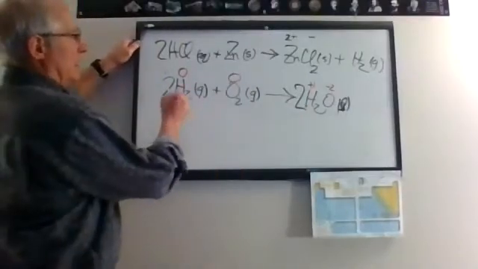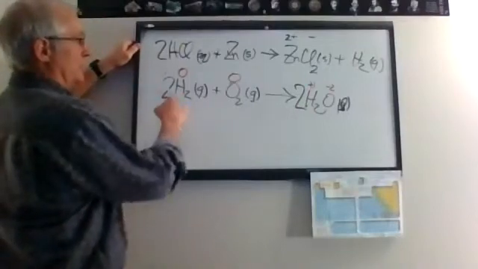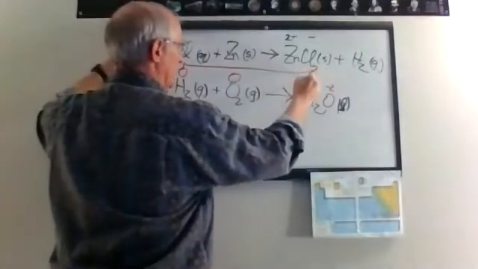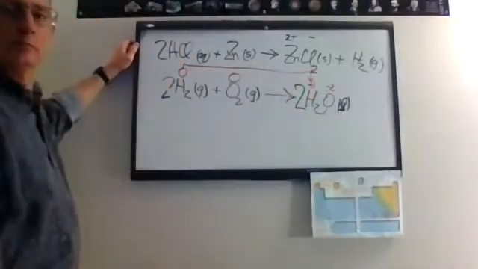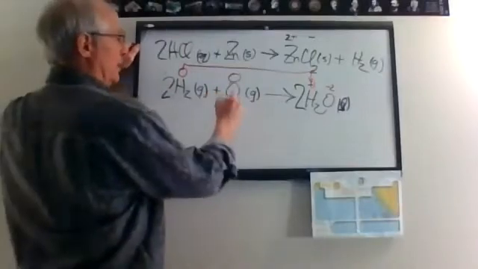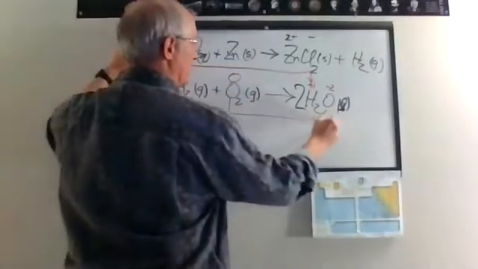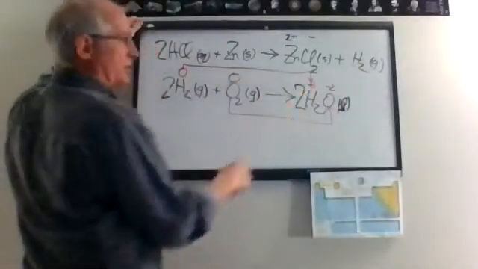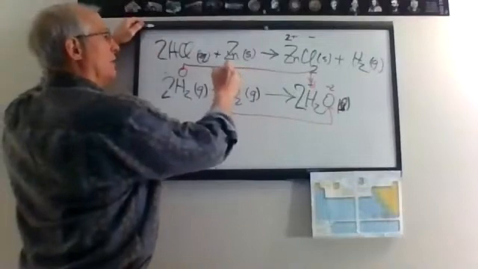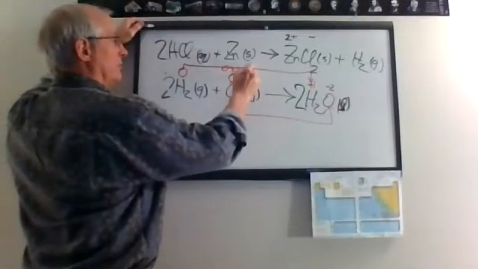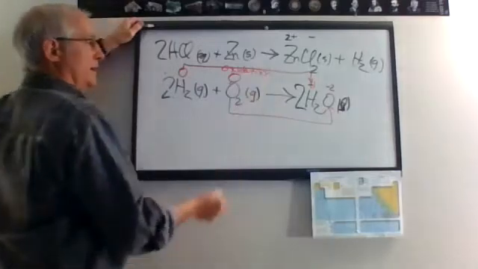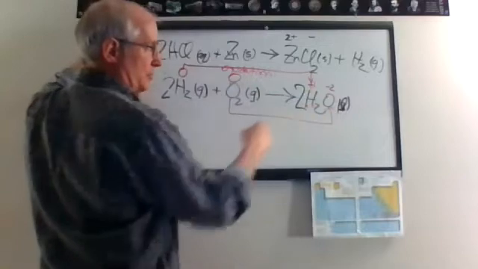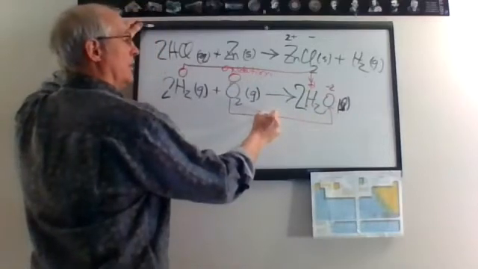Has the oxidation number changed for hydrogen? Did it go from 0 up to +1? And how about for oxygen? Did the oxidation number go from 0 down to -2? Anytime the oxidation number increases, it's called oxidation. Anytime the oxidation number decreases, going from reactants to products, it's called reduction.